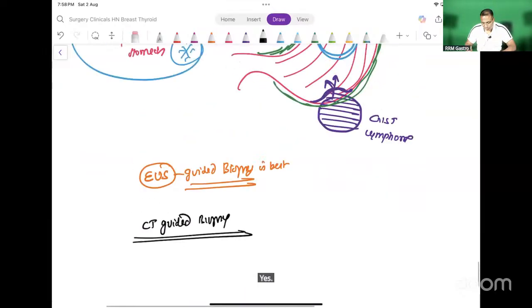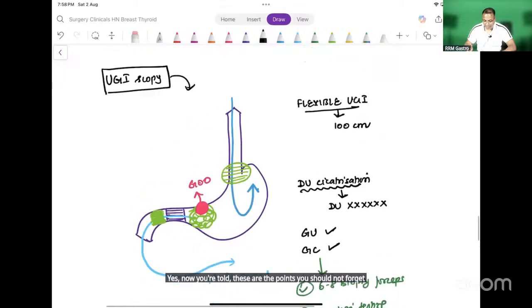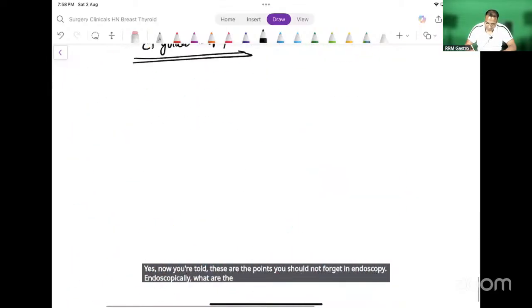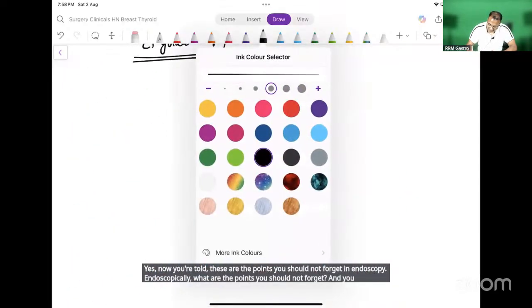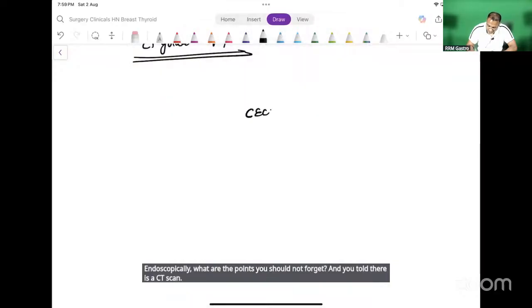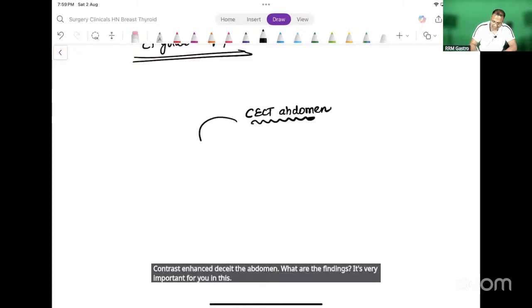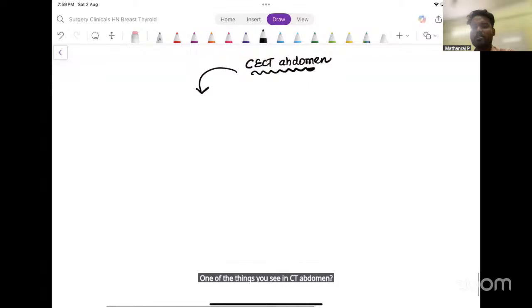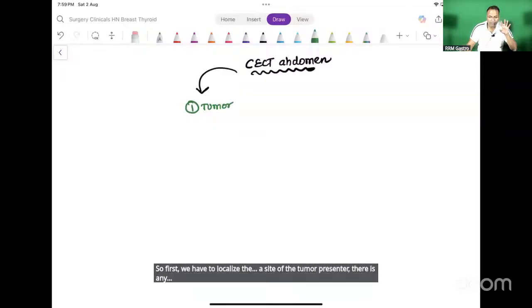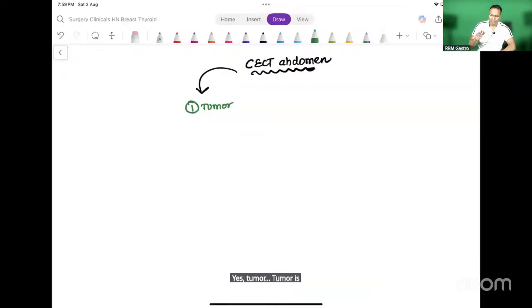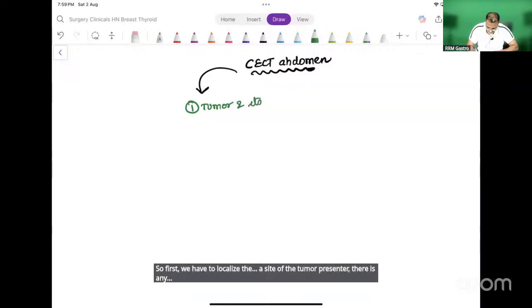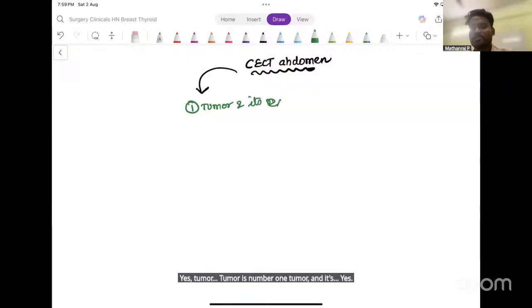Now, these are the points you should not forget in endoscopy. Then there is the contrast enhanced CT abdomen. What are the very important findings in this? What are the things you see in CT abdomen? First we have to localize the site of the tumor, number one, the tumor and its extension in the stomach.